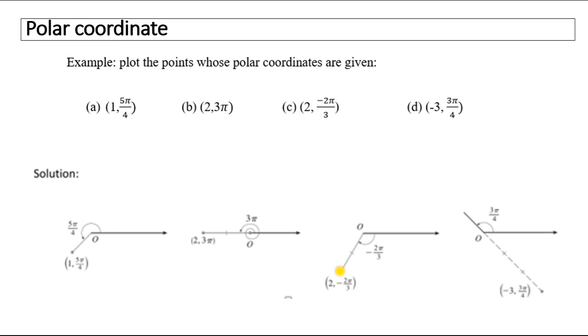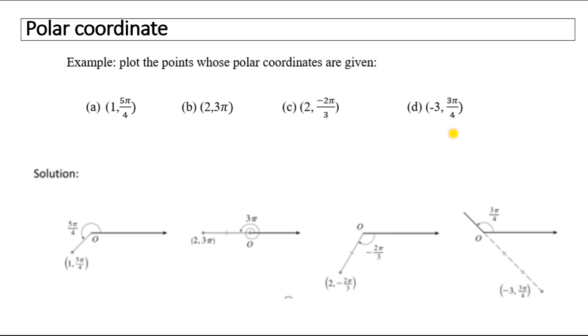I remind you, if r is negative, in this example, then the point lies on the opposite side. I repeat, theta is negative: this line. If r is positive, the point is here. But if r is negative, the point is there. This point, if r is negative.